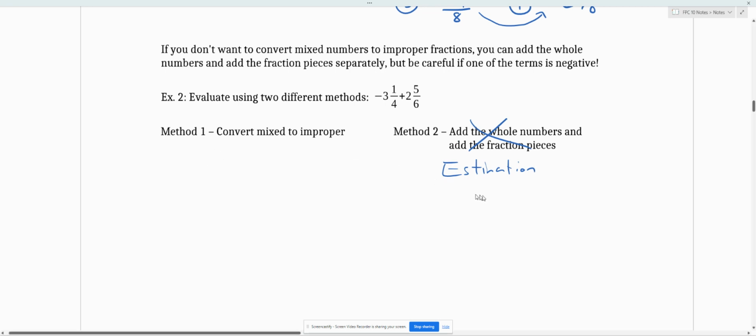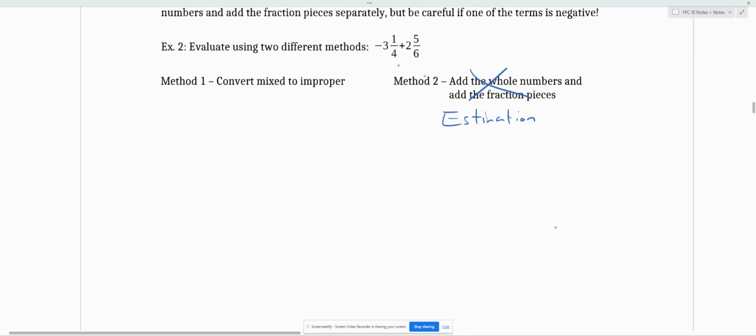All right, so let's convert mixed to improper. We're going to do exactly what we did before. So I'm just going to, in this first step, here's step 1, I'm going to be converting from there to there. So I'm just going to go 4 times 3 is 12, and then add the 1 is 13. So I'm going to have negative 13 over 4, and I'm going to be adding, again, let's convert here. I have to convert both of them. 2 times 6 is 12 plus 5 is 17. So I get 17 over 6.